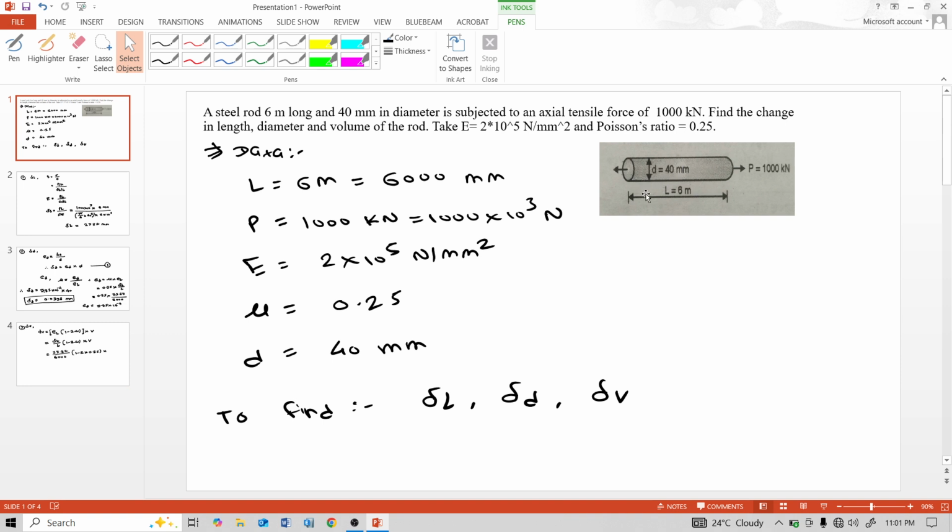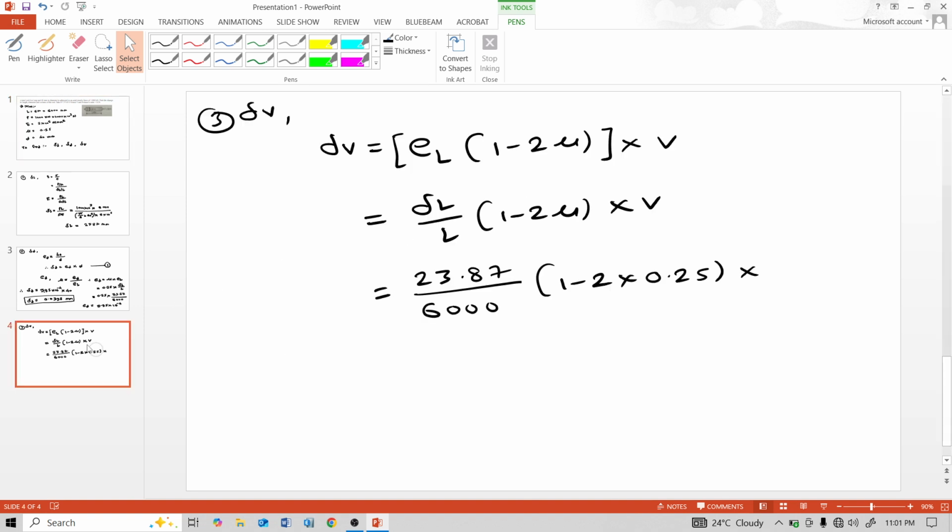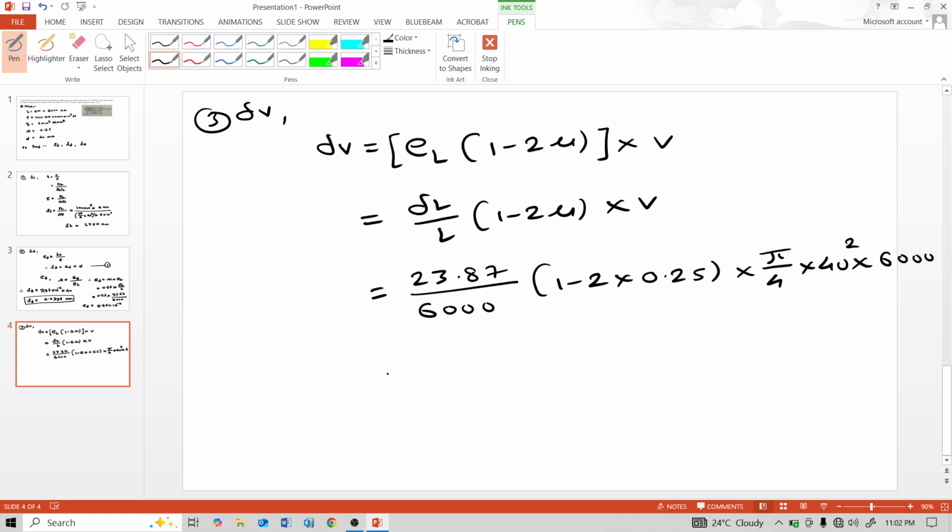Volume of that steel rod is pi by 4 into d square into L. Pi by 4 into d, which is 40 square, into L, which is 6000, the length of that steel rod. Change in volume is 15,000.5 mm cube.